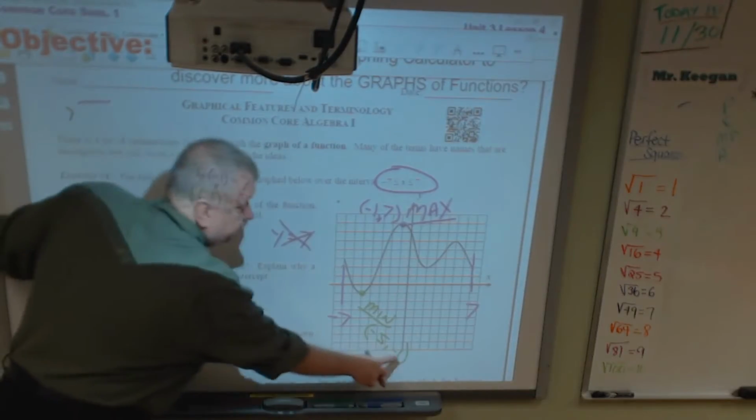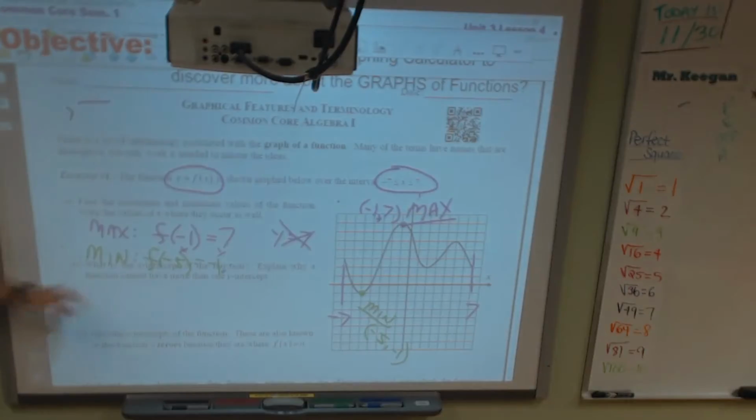Right? Your x and y coordinates. Just remember the thing in the parentheses is always your x. Marcus, you got it? Oh, yeah. Says, okay.